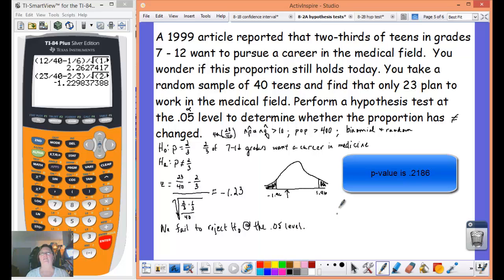Now we must tie it to the context, the population proportion, and yeah, I'm going to say population. The population proportion of teens, or of 7th to 12th graders, who want a career in medicine, is not significantly different from 2/3.